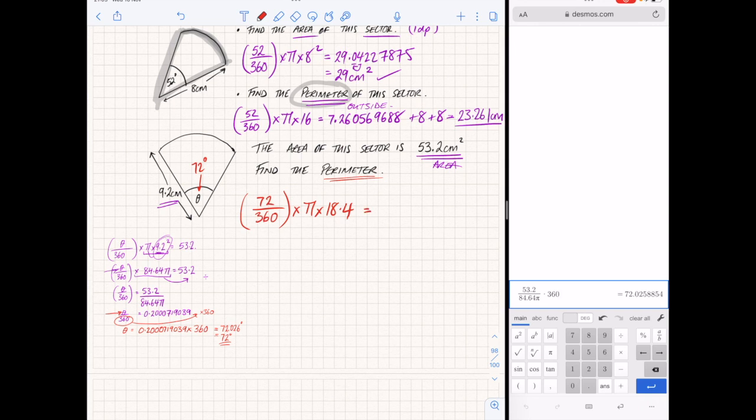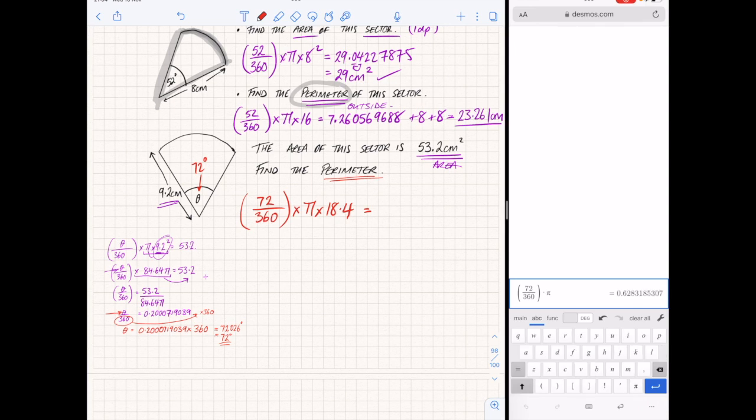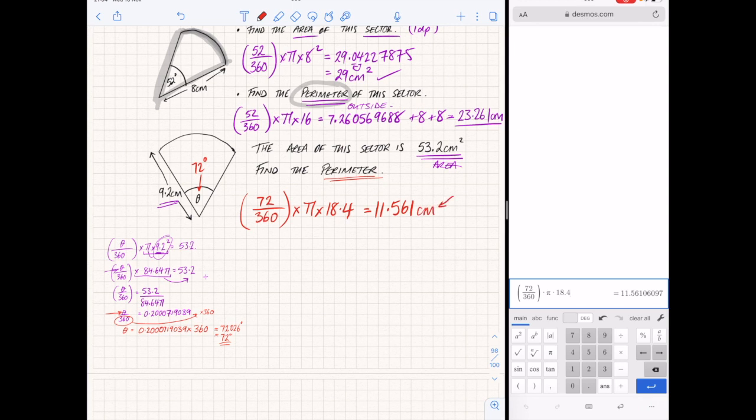And that's going to give me, so let's clear this, and we're going to go 72 divided by 360 times by pi and times by 18.4, and I get an answer of 11.561. So that's now the arc length. Remember that crust of the pizza. So that bit is that part there. It's asking me for the perimeter, so I need to just add on those two sides.